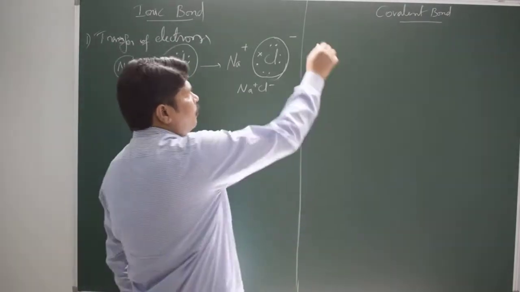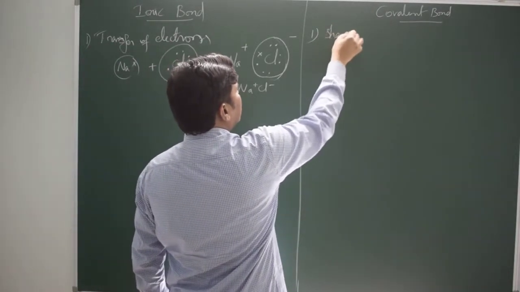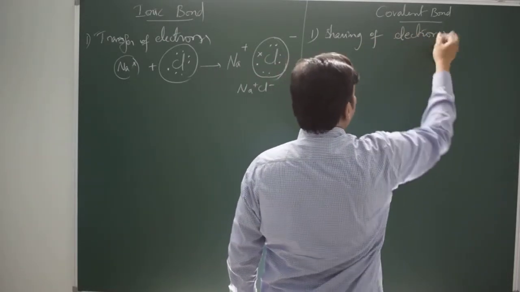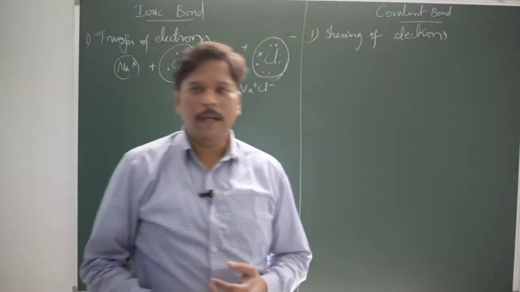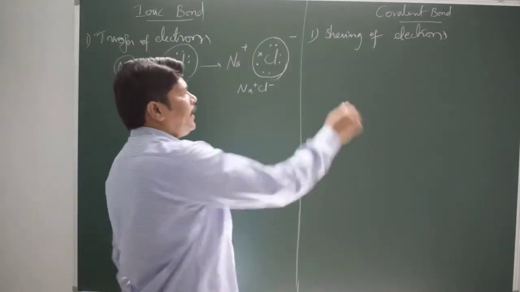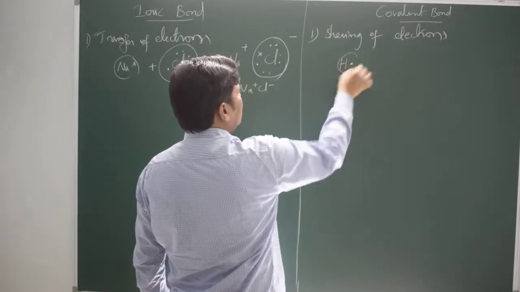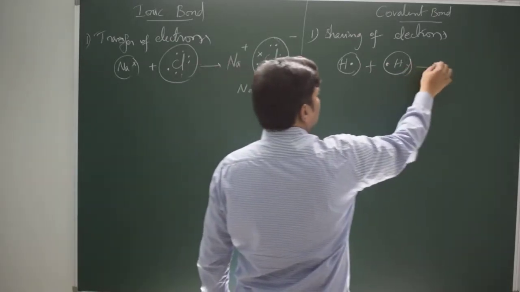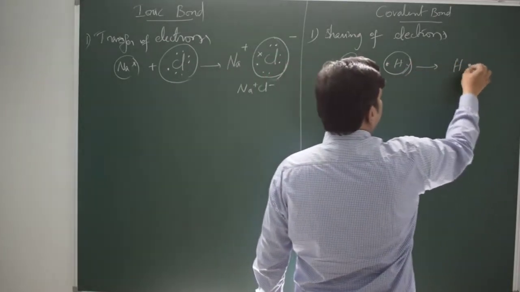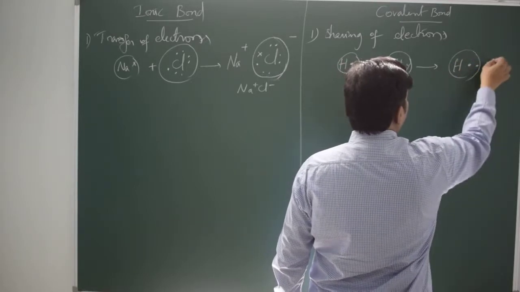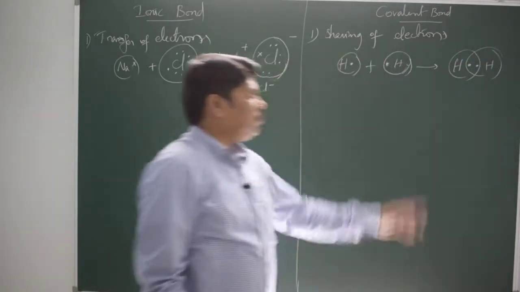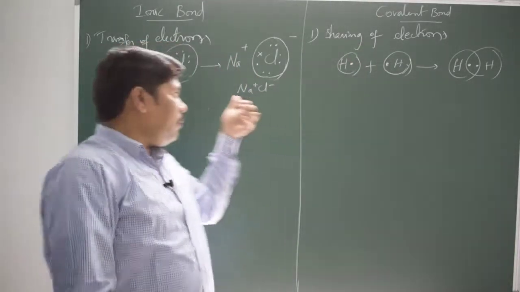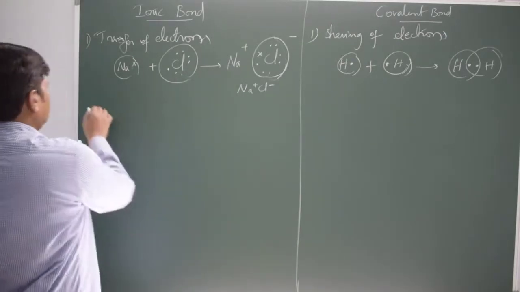Now how is a covalent bond formed? It is formed only by sharing of electrons, sharing of valence electrons between the atoms. Here we will take a small example of the formation of a hydrogen molecule: H, and another hydrogen atom with 1 electron in the outermost shell, forms an H2 molecule by sharing 1 electron each. So a single bond between these two. A covalent bond is formed by sharing of electrons, and an ionic bond is formed by transfer of electrons.